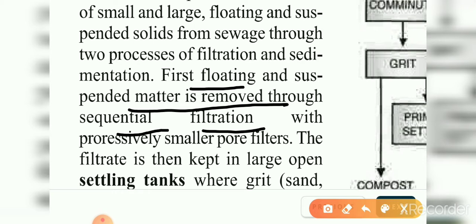In the filtration method, the sewage is allowed to pass through the filters, which contain small pores in them. And as the sewage passes through the filters, the large size impurities present in the sewage remain behind the filter. They don't go further. Is that clear? So first of all filtration is done. When filtration is done, a lot of the large size impurities in the sewage get separated from the sewage.